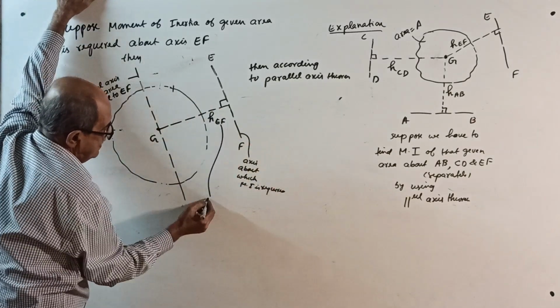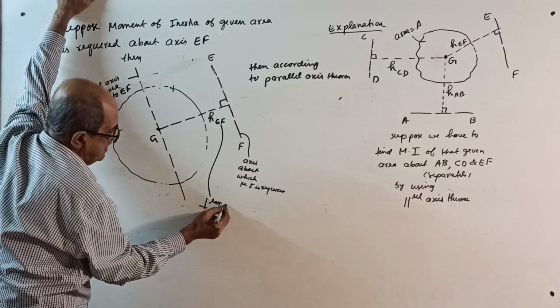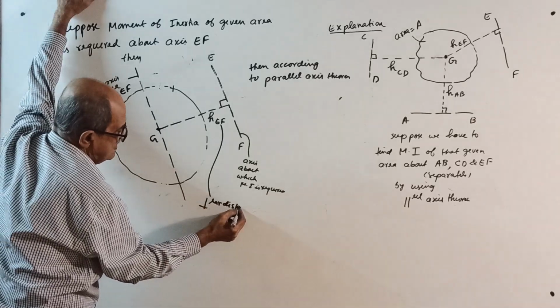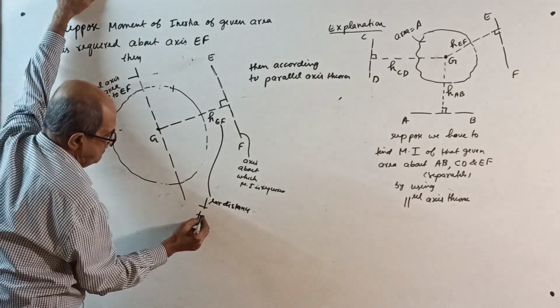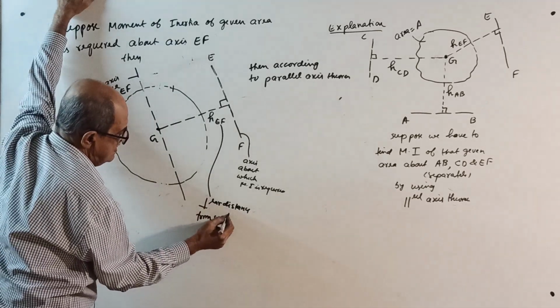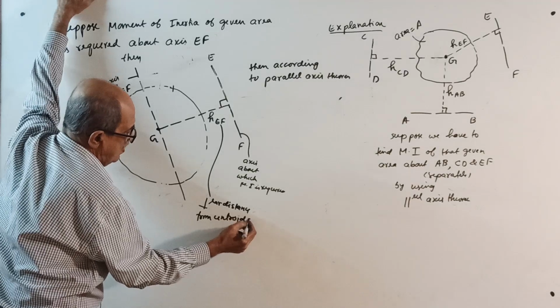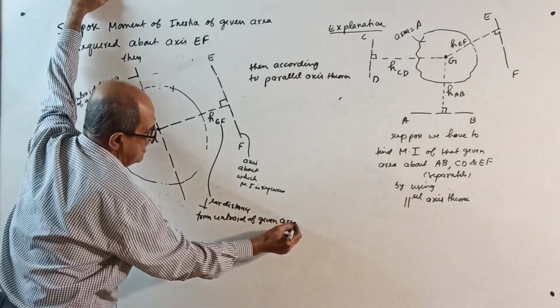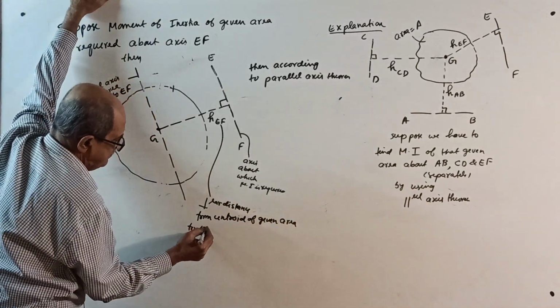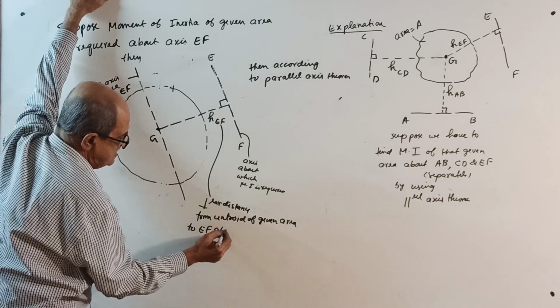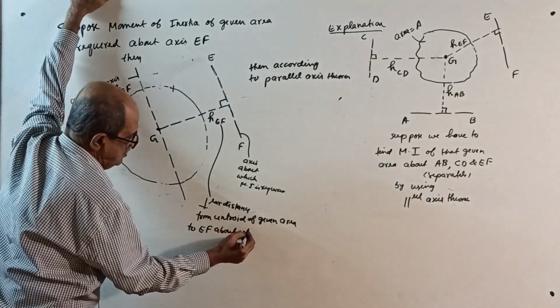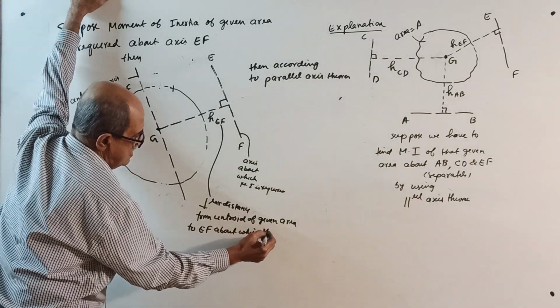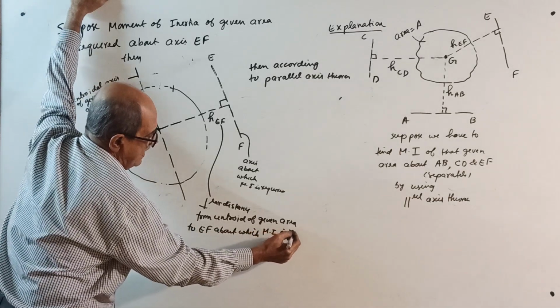Now, this is what? This is the perpendicular distance from the centroid of the given area to EF, about which moment of inertia is required.